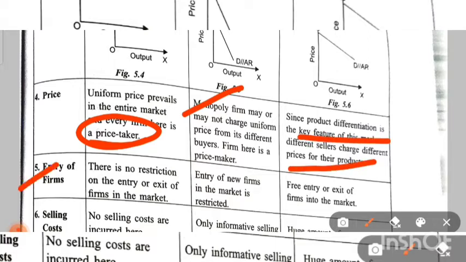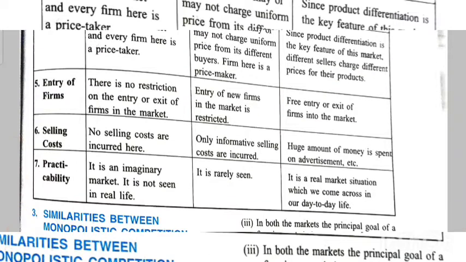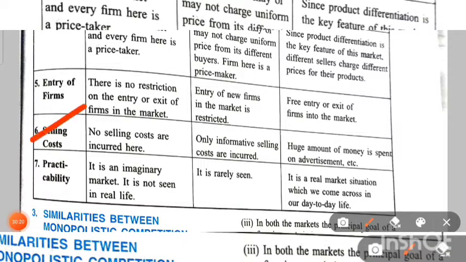Entry of firm: in perfect competition there is no restriction on entry. In monopoly there is restriction. In monopolistic, again there is no restriction. Selling cost is not included in perfect competition. It depends on the monopoly whether it is included or not, but it is not confirmed. But in monopolistic, a huge amount of selling cost is included.